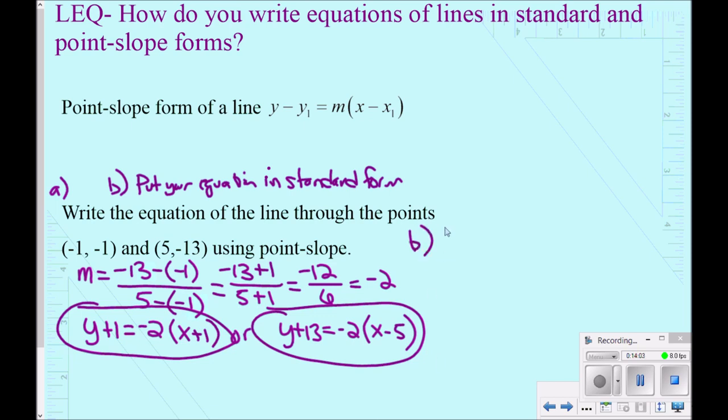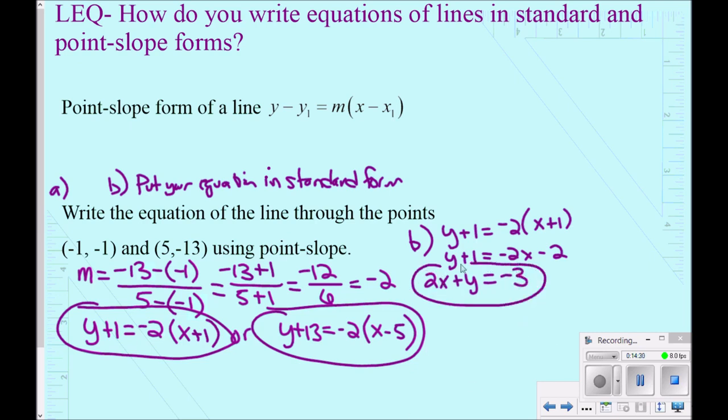So we have y plus 1 equals -2 times the quantity x plus 1. We do need to distribute that -2. And then we're going to bring the 2x over by adding 2x to each side and subtracting 1 from each side. So 2x plus y is equal to, subtracting 1 will give me -3. Now I have the equation written in standard form.